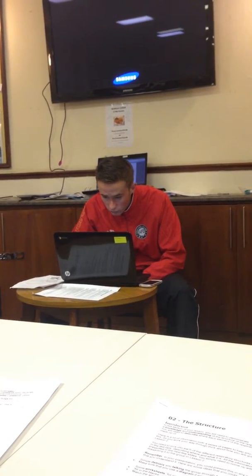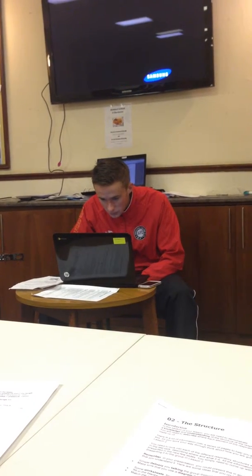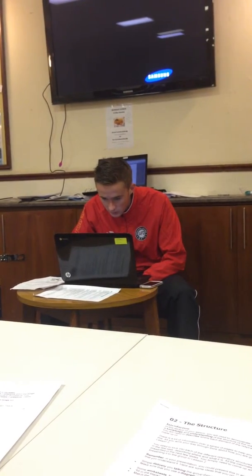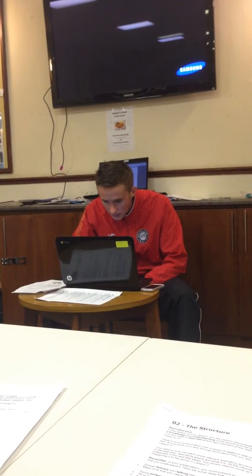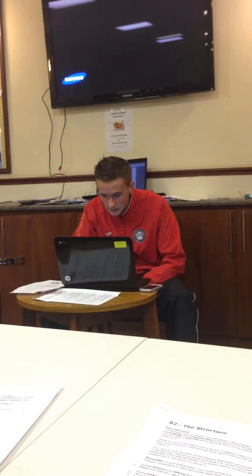Expiration is then relaxation of the respiratory muscles, which causes the rib cage to move downwards and inwards. The thoracic cavity decreases in size and the lungs recoil, forcing air out. The diaphragm relaxes into a dome shape, and the internal intercostals are used during exercise.